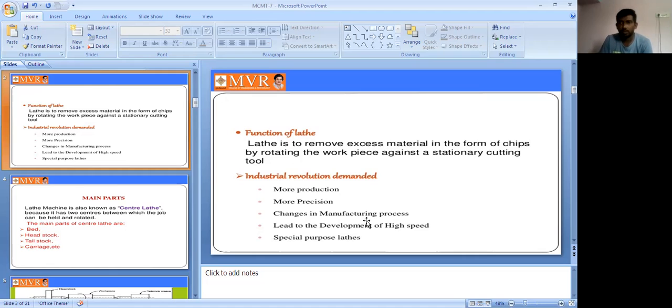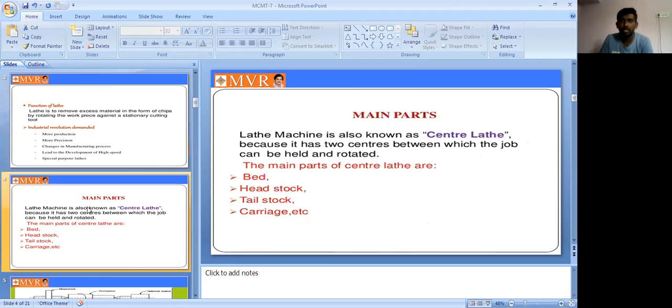Special purpose lathes also. For some special parts manufacturing purposes, they use special lathes. That purpose also demanded the development of these kinds of operations in the lathe machine. So what are the major parts of the lathe machine?